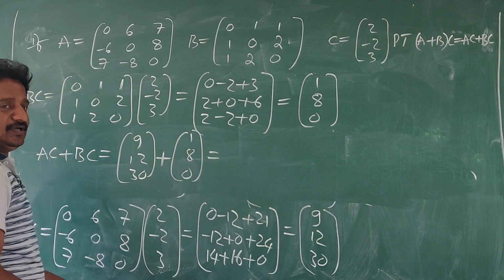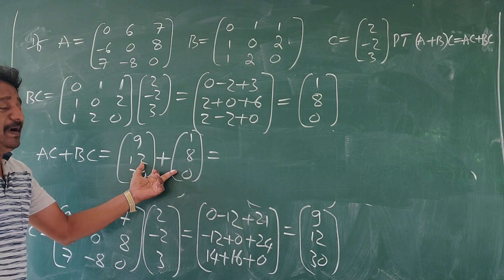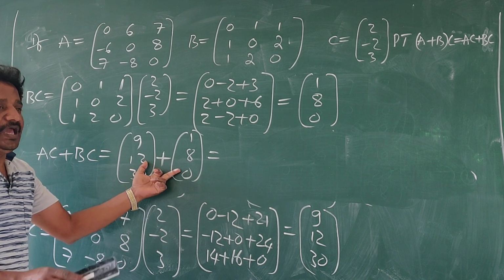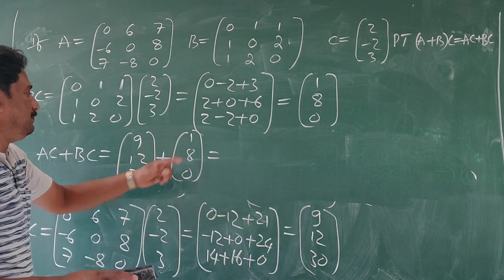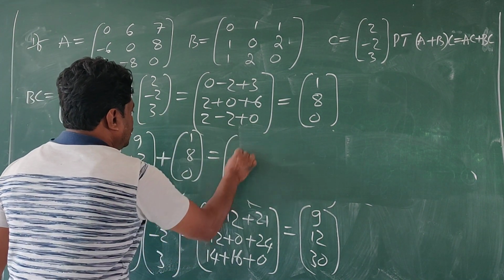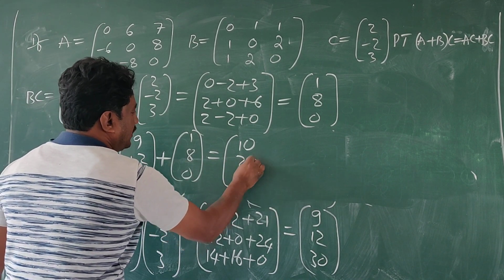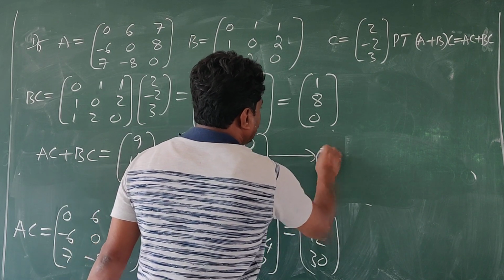We have plus. This is not multiplication. We have plus, addition has to be done. 9 plus 1, 10. 12 plus 8, 20. 30. So call this as equation number 2.